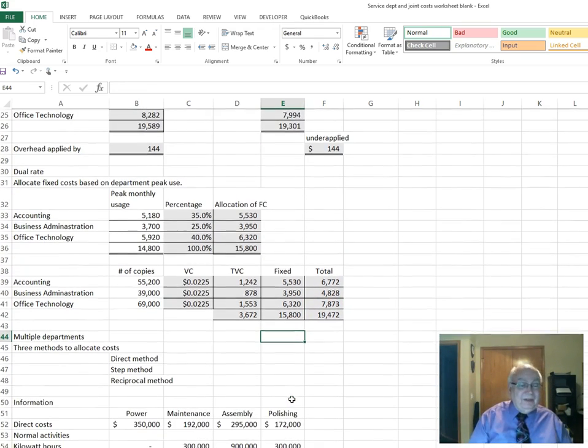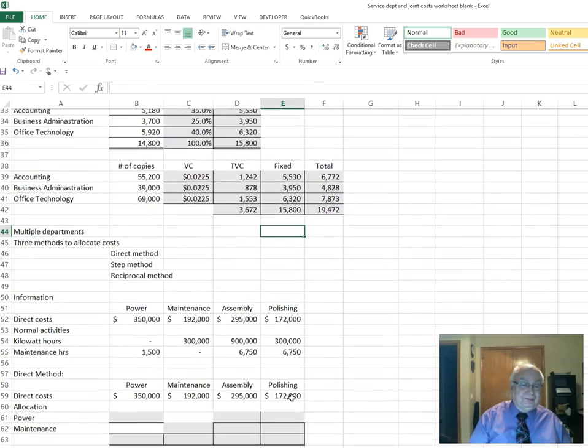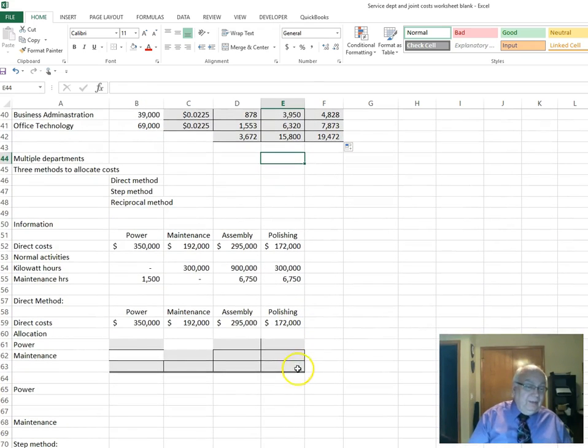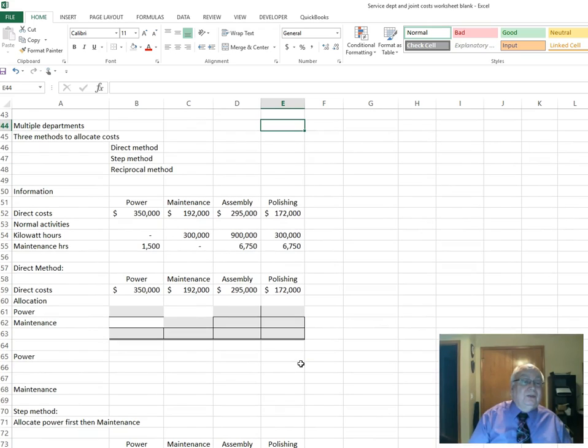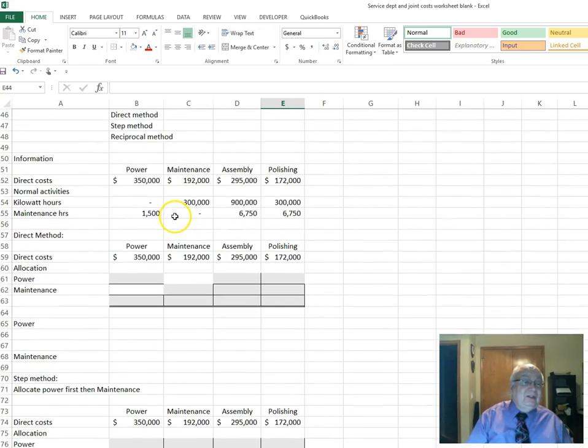Now, what happens if you have multiple departments? Well, with multiple departments, we have 3 methods that we can use: direct method, step method, and what they call the reciprocal method. We're going to start with the direct method, because it's the simplest. Then we go to the step method, and then of course the reciprocal method is also known as the algebraic method, and that's one people don't like. So what we have is, here's some more information.